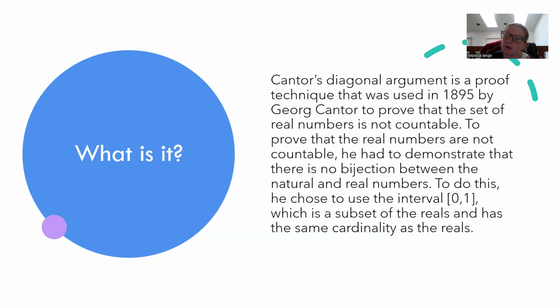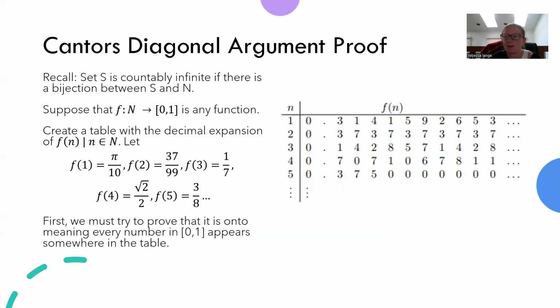In doing so, he didn't use all of the real numbers. He only used an interval from 0 to 1, but that interval had the same cardinality as all of the reals. Just in that interval, he was able to prove that there are more numbers than there are in the naturals, and that there is no bijection because it's not onto. He did this using a very interesting proof technique that's actually named after him because he was the first one that used it.